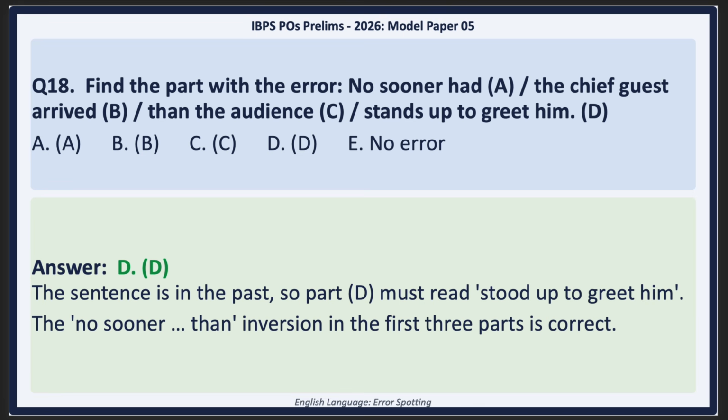Let's look at question 18. "No sooner had the chief guest arrived than the audience stands up to greet him." Honestly, in a fast-paced story, someone might naturally say that. They might, but it evaluates strict tense agreement. The primary clause is established in the past perfect, "had arrived." Right. Therefore, the subsequent action must also exist in the past timeline. "Stands" is present tense. Option D correctly identifies this error. It must be corrected to "stood" to maintain chronological consistency. You cannot time travel halfway through a sentence. No time traveling, got it.